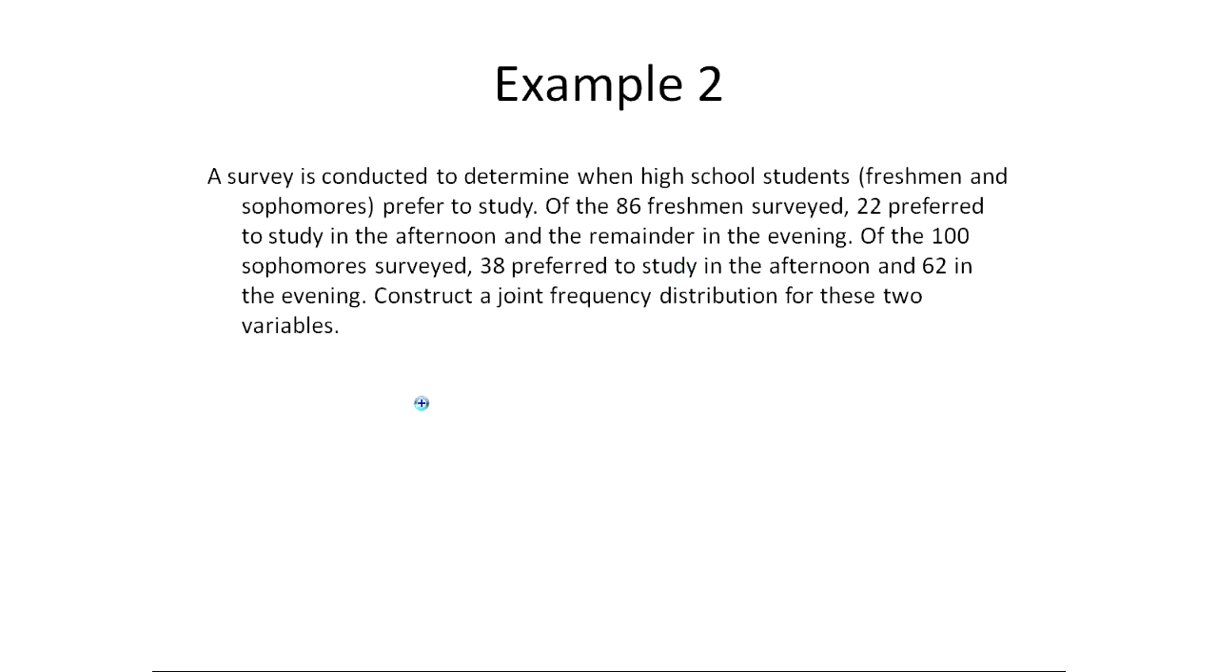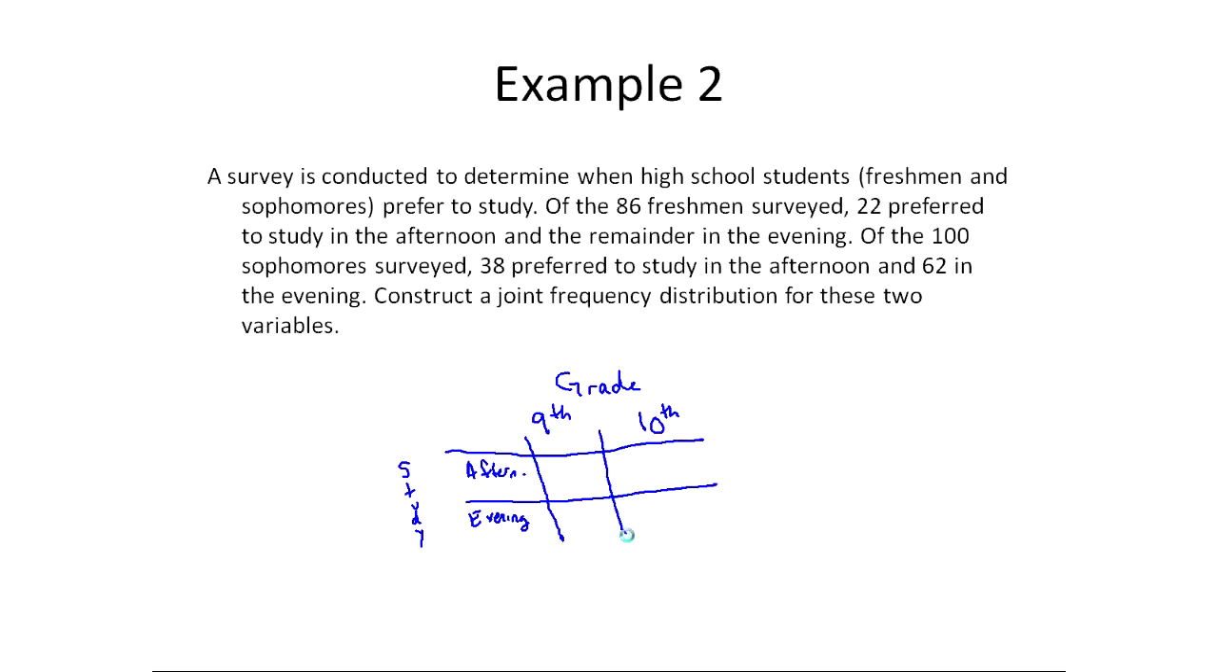Same thing. So we're told two variables. The variables are what level the students are, so we'll say grade. And so that would be freshman, which we could call ninth grade. Or you could have called it freshman. Both are correct. Or sophomore, so 10th grade. Okay, and then the other variable was the time they like to study. So for studying, they seem to have been asked either afternoon or evening. So we'll say afternoon or evening. So remember, what a joint frequency distribution does is allow us to see how these variables work together.